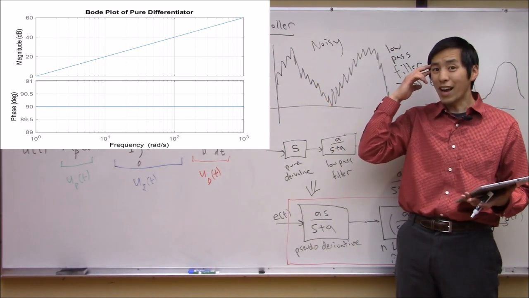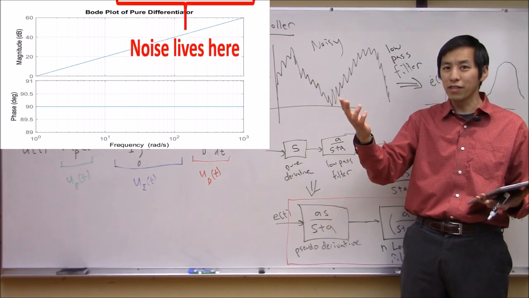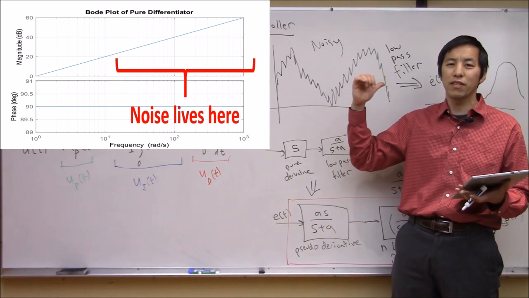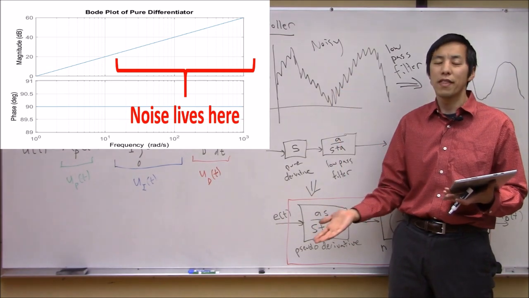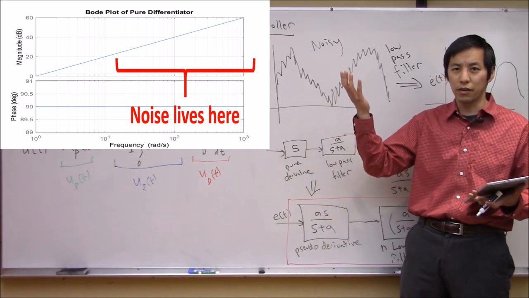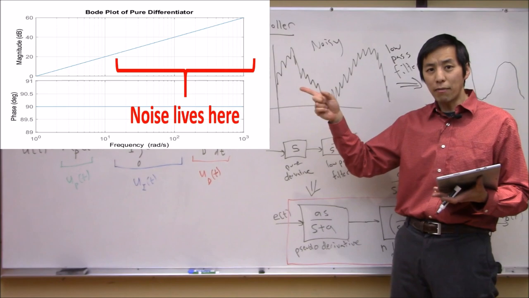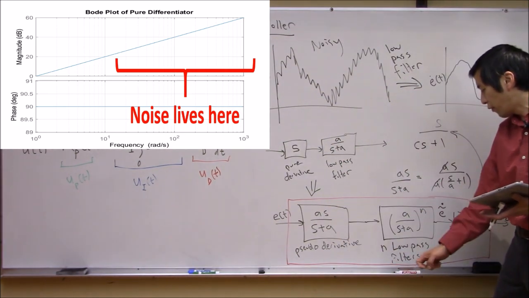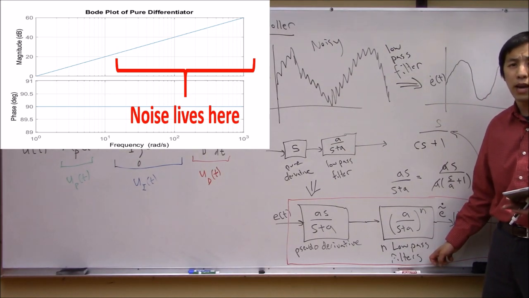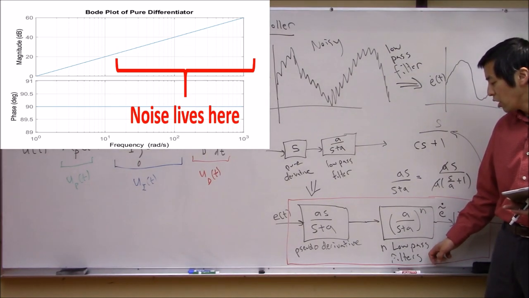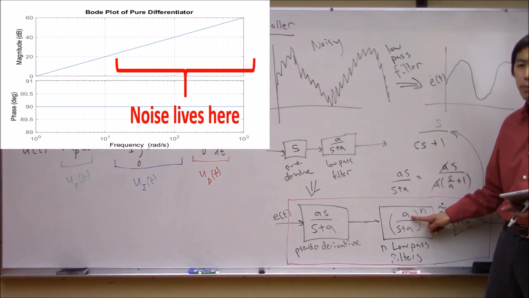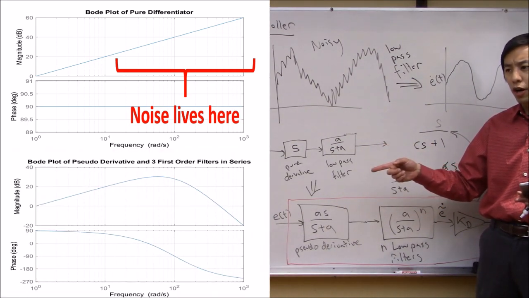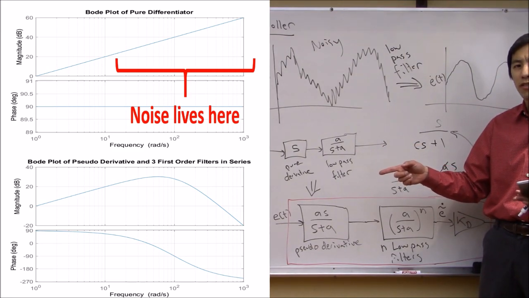That's not good, because where does noise live? Noise lives in the very far right. Noise is typically very high frequency, so it is going to be amplified a ton. Now look at the Bode plot of our pseudo derivative followed by, say, three low pass filters in series with an A value of 100 radians per second. I'll flash that up underneath the other Bode plot so you can compare and contrast.